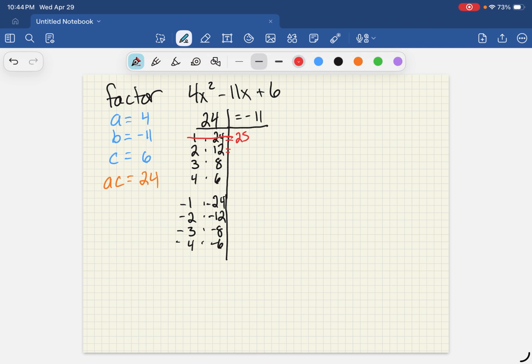All right, and I'm going to try to find which one of these pairs add together to give me negative 11. 1 plus 24 is 25. Nope. 2 and 12, 14. Nope. 3 and 8 give me positive 11, but I want negative 11. So while I know it's not going to be this one, I can just skip all of this and jump down to negative 3 and negative 8. Then I'm going to rewrite this problem. The order in which I write these two numbers does not matter.